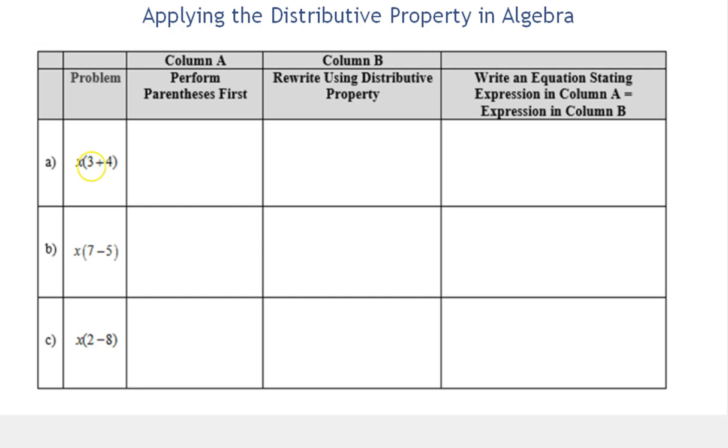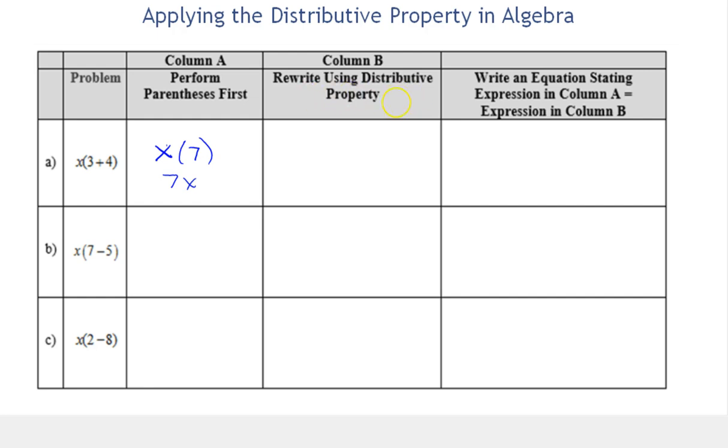We have x times, in parentheses, 3 plus 4. So the product of x and the sum of 3 and 4. In column A, it asks us to perform the parentheses first, and we can do that since both 3 and 4 are numbers. So now we have x times 7. Okay, now that looks really weird. So we can take the 7 out of the parentheses. They're next to each other, so that's implied multiplication, and we would rewrite this as 7x.